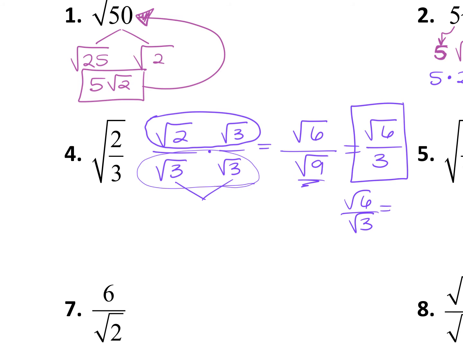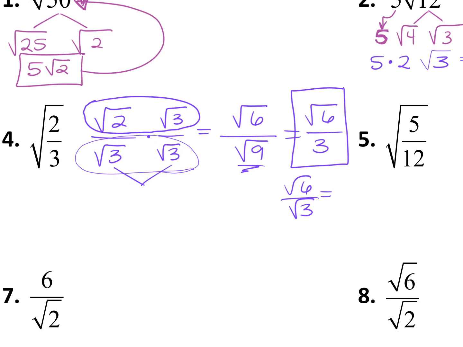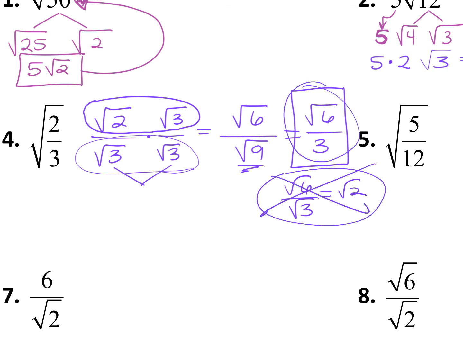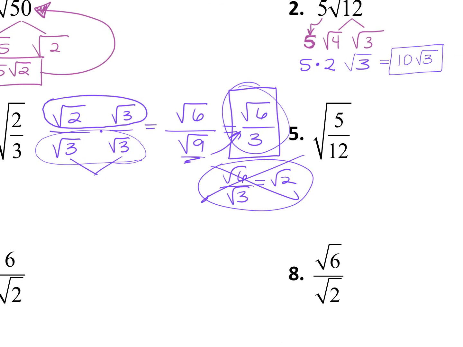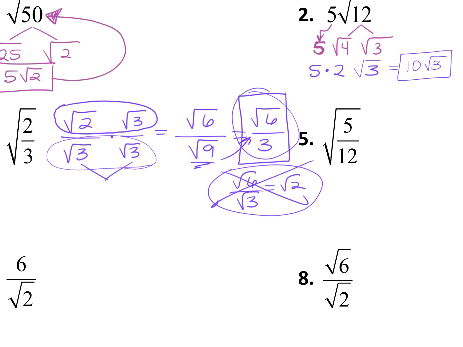Sorry. Yes, square root of 6 divided by the square root of 3, it would be the square root of 2. But this is not the same as that. So please don't do this on this problem. If one's a radical and one is not, you cannot divide them, okay? Okay, so rad 6 over 3 would be your final answer there.